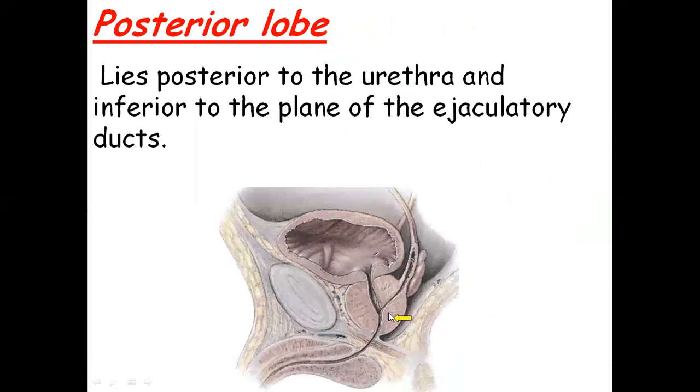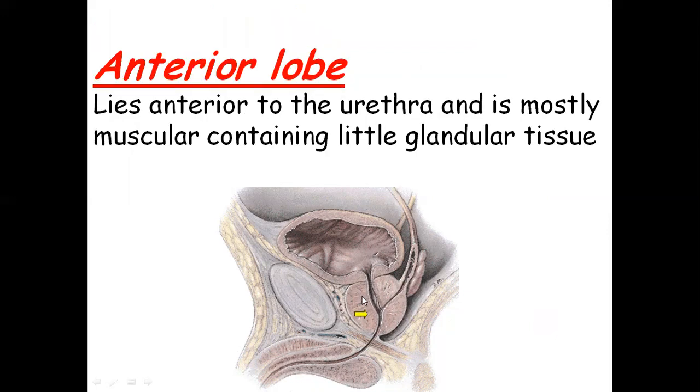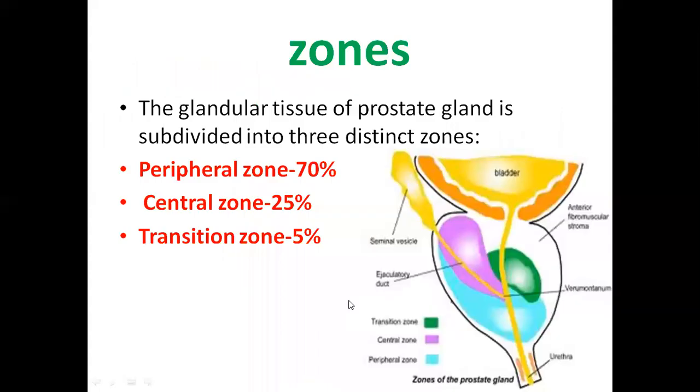Now coming to this posterior lobe, it lies posterior to the urethra and inferior to the plane of ejaculatory duct, as you can see here clearly. This is anterior lobe, this is posterior lobe, and this is median lobe, and this is the prostatic urethra, seminal vesicle, ejaculatory duct. Vast difference in seminal vesicles only will unite to form the ejaculatory duct, which is becoming continuous with the prostatic urethra. This is our anterior lobe, which is lying anterior to the prostatic urethra, and it is mostly muscular, containing less glandular tissue. Now let us see the zones of prostate gland.